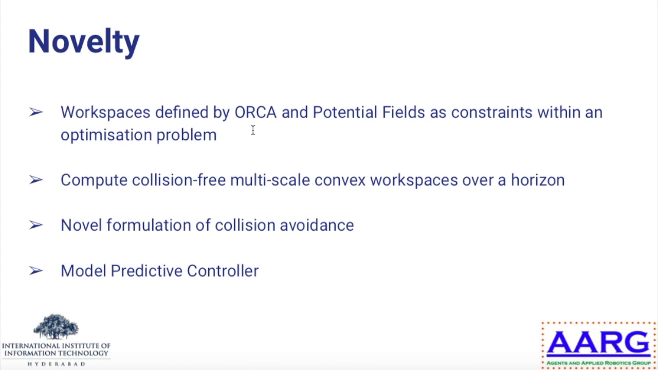We resolve the above challenges by embedding workspaces defined by a multi-robot collision avoidance algorithm and multi-scale repulsive potential fields as constraints within a decentralized convex optimization problem. Specifically, we present two main steps to plan the motion of each formation. First, we compute collision-free multi-scale convex workspaces over a planning horizon using a combination of ORCA and repulsive potential fields. Subsequently, we compute the motion plans of formation over a horizon by proposing a novel formulation for collision avoidance, and we leverage a model predictive controller, or MPC, to solve the problem.